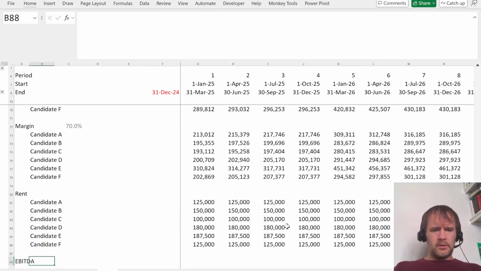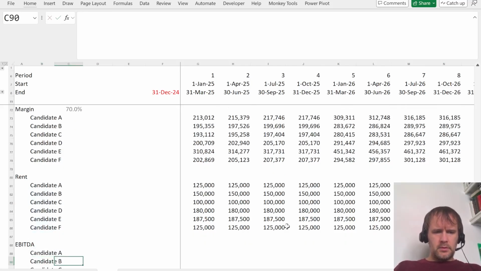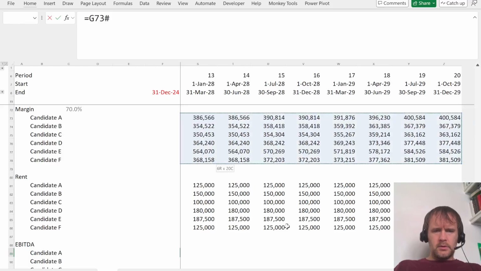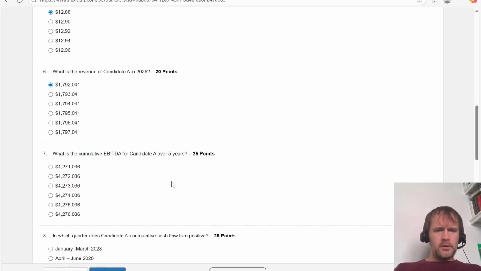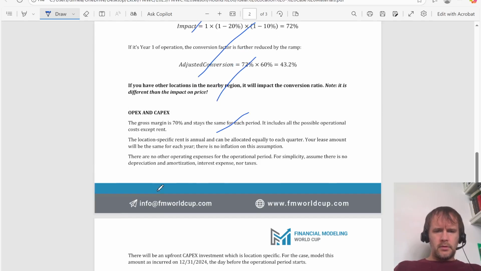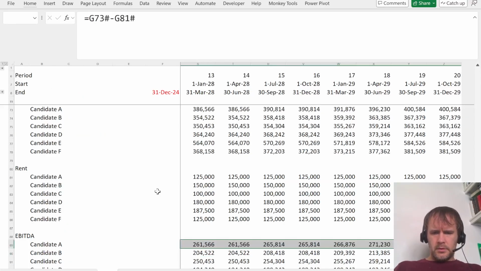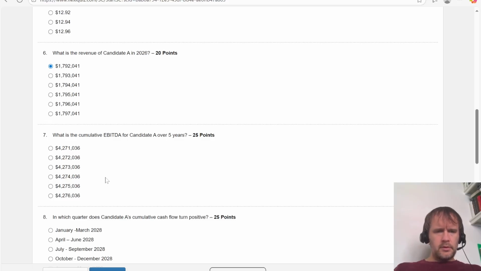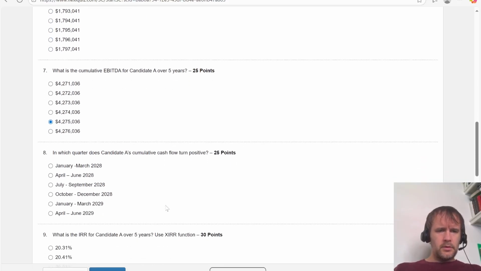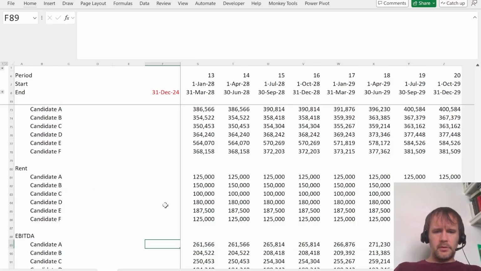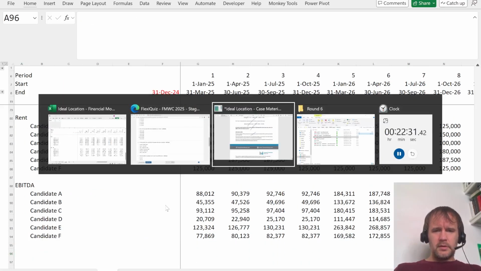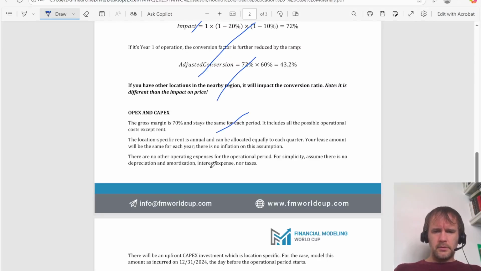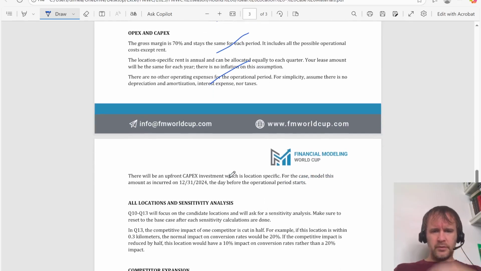So then I guess the EBITDA is this minus this. So it's the question about EBITDA for candidate A over the years. 4275036. Yes, hooray. Which quarter does candidate A's cumulative cash flow turn positive? Alright, I don't know. Let's do CapEx, I guess. Anything else? No other operating expenses for simplicity. No depreciation, amortization, interest expense, or taxes. Cool. Upfront CapEx investment.